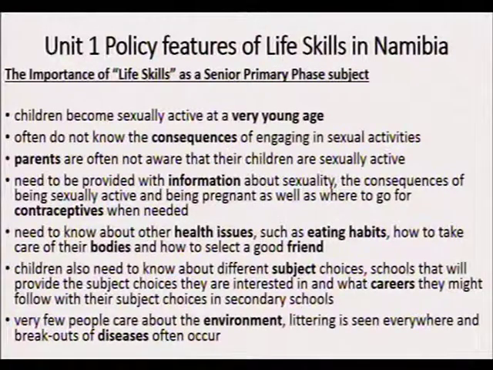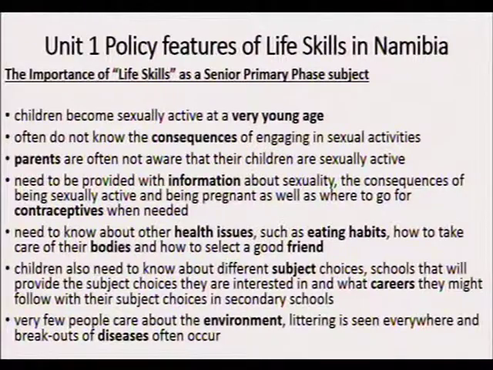We now look at the importance of life skills as a senior primary phase subject. So children become sexually active at a very young age, often engaging in sexual activities. Parents are often not aware that their children are sexually active, and probably also a little bit of ignorance from parents' side when it comes to sex education at that age.